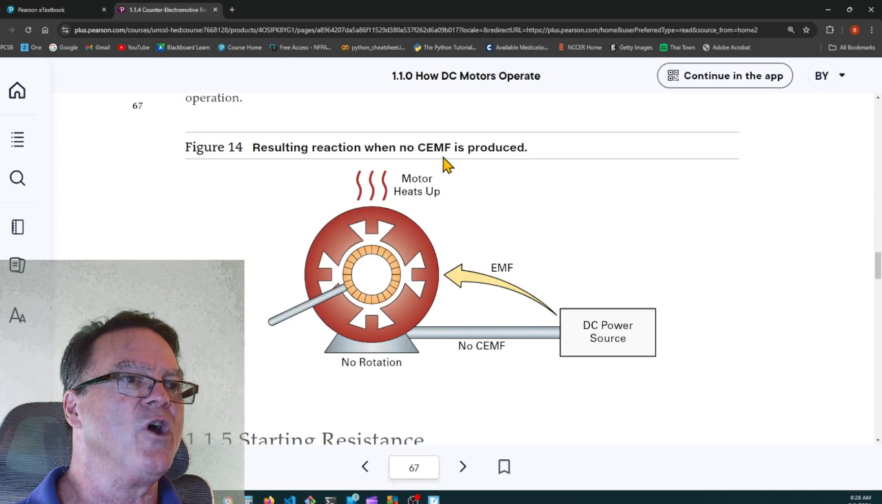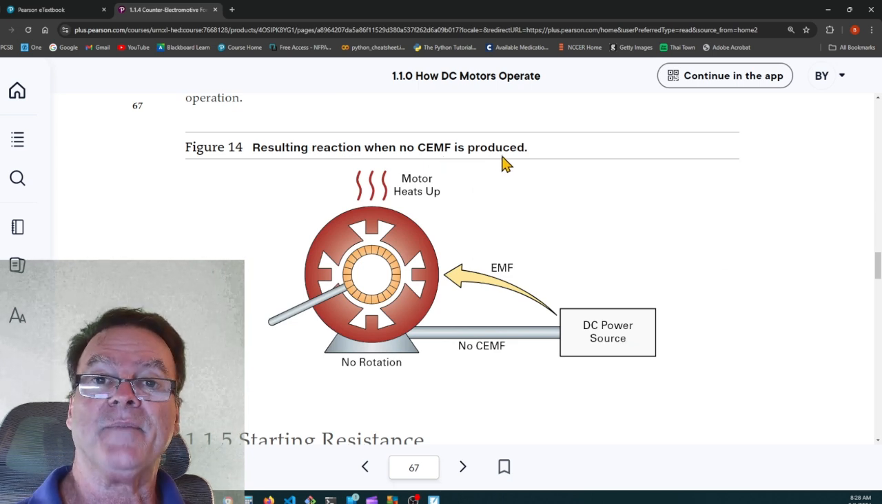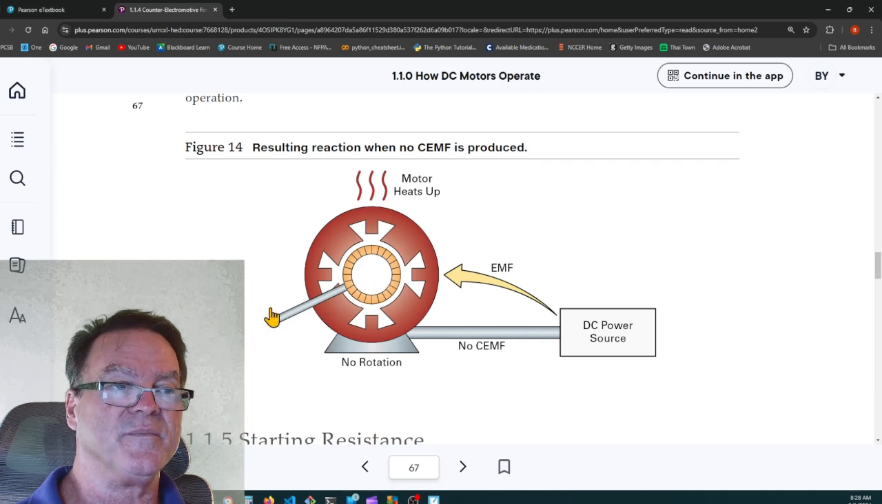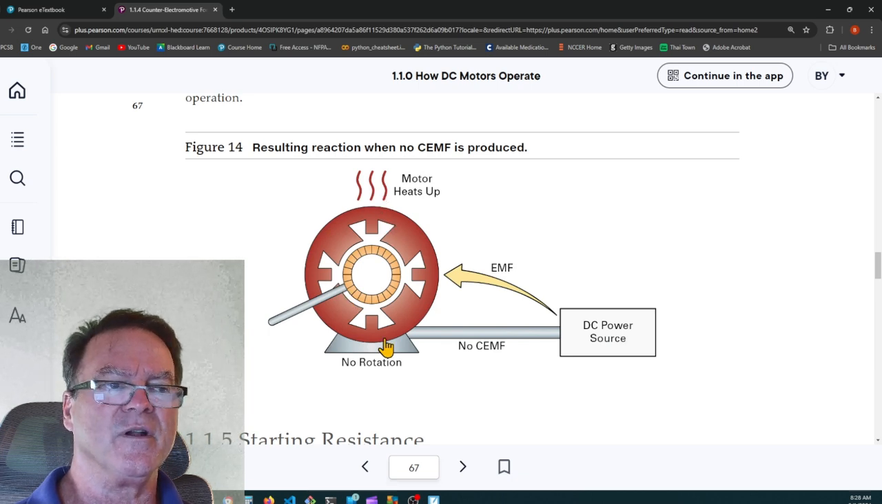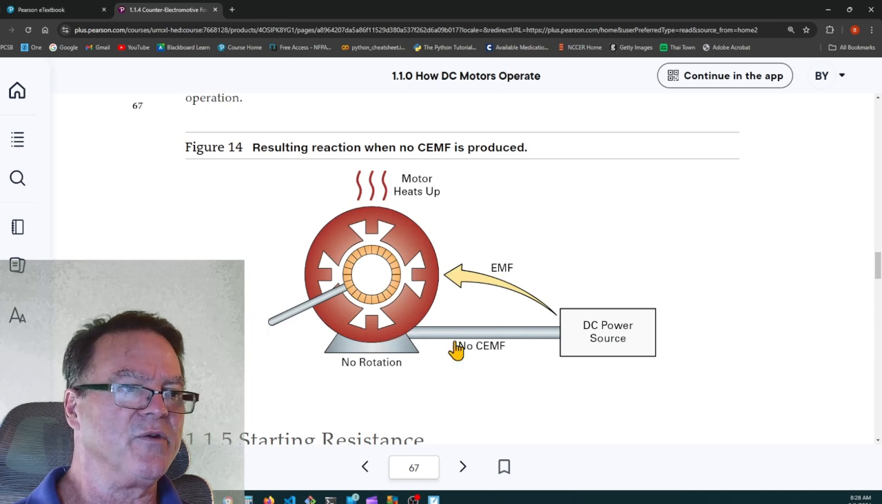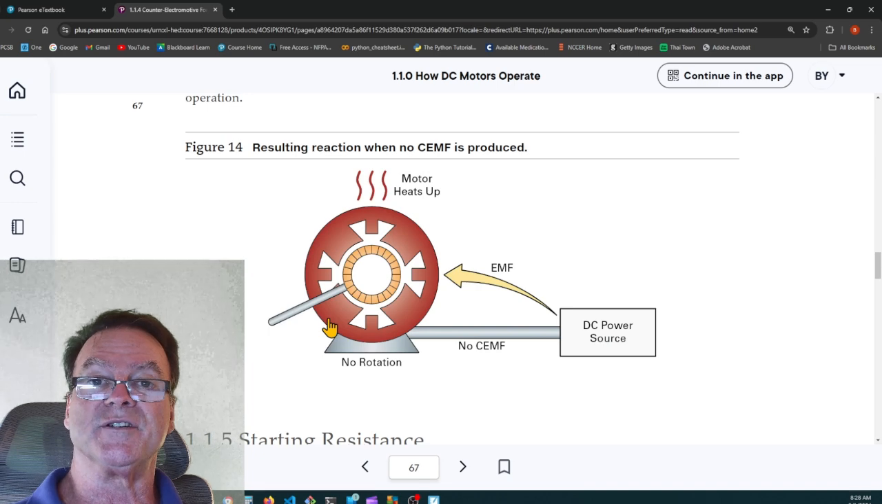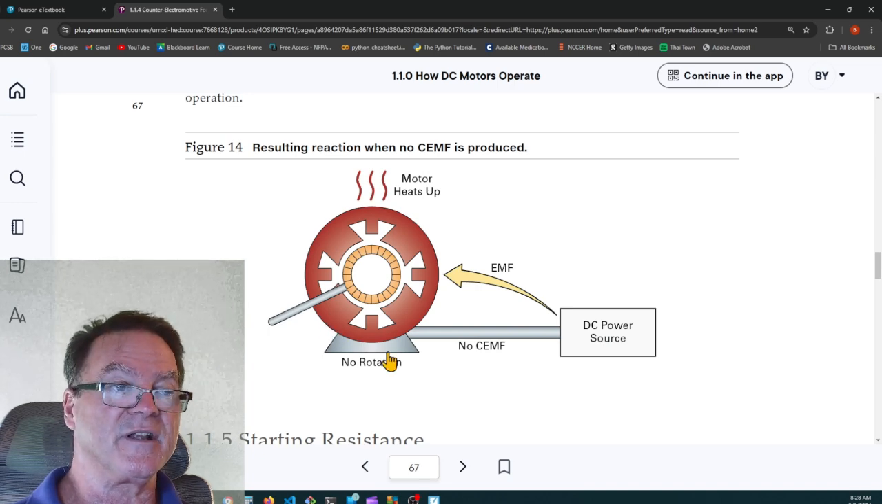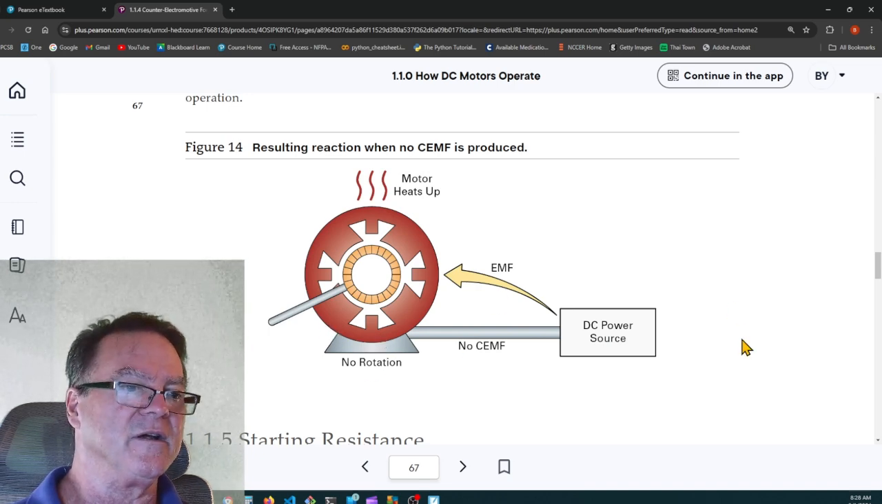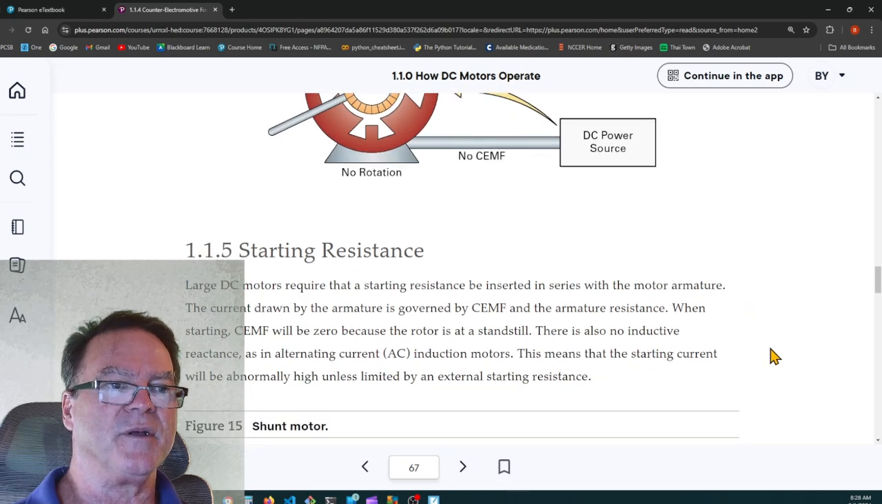The resulting reaction when no counter electromotive force is produced is called locked rotor. If you have a locked rotor, if they've got a branch or a stick or something keeping this from running, this is going to very quickly overheat, and it's going to burn up the windings of the motor. So you have to have a motor starter that has overload protection, and it'll trip and disconnect the power to that motor to allow you to know there's something wrong.